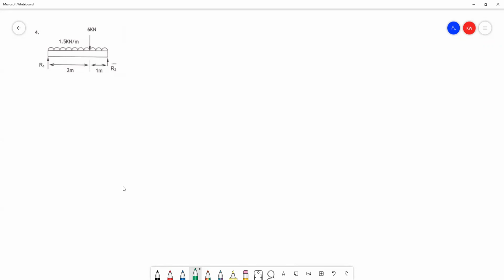So if there's 1.5 kilonewtons per meter, 1.5 times 3, I'll just write that down. 1.5 times 3 is equal to 4.5 kilonewtons. So the total force due to the UDL, uniformly distributed load, is 4.5 kilonewtons.